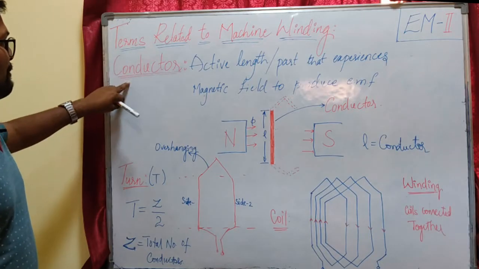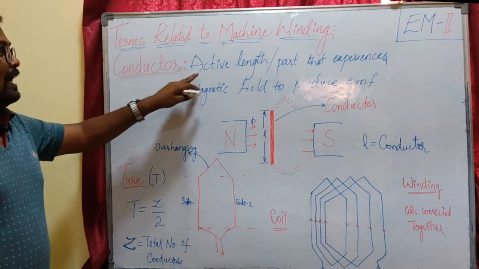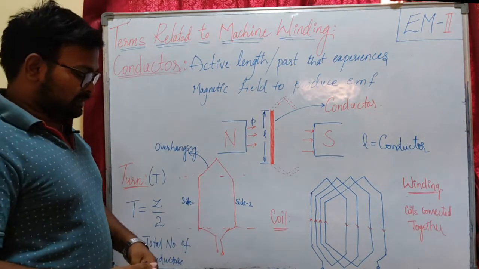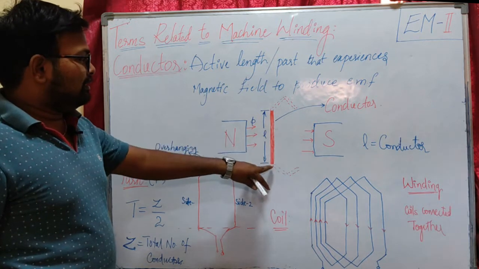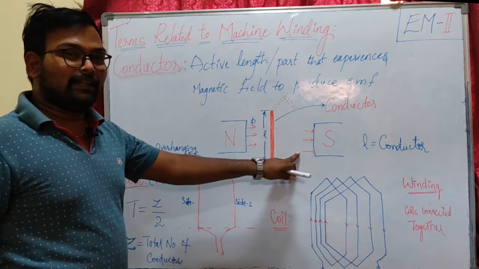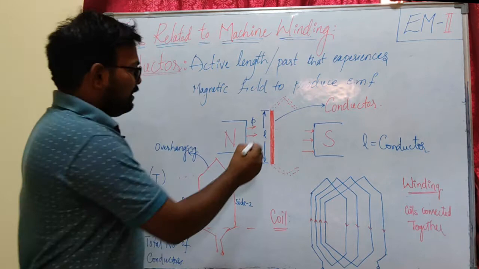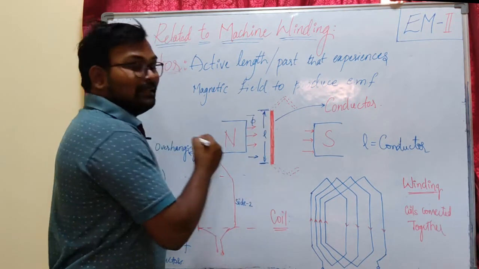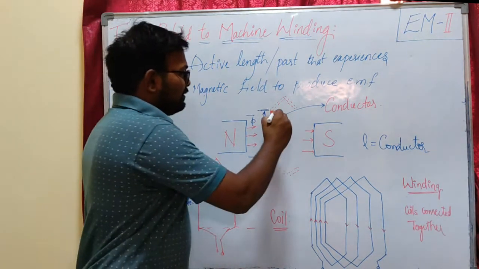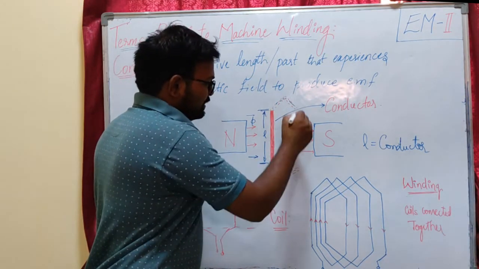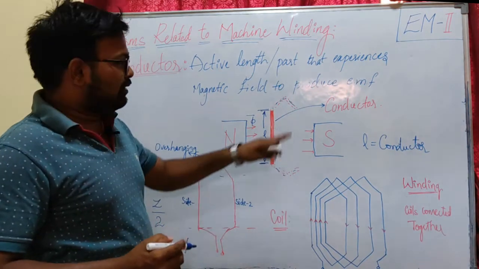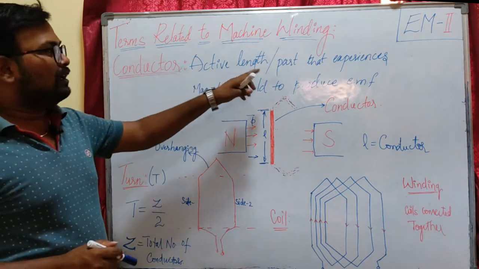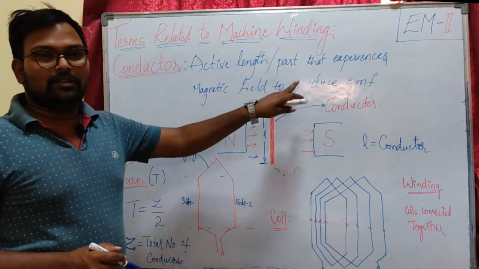So, the first one is a conductor. What is a conductor? The active length or part that experiences a magnetic field to produce EMF. In our electrical machines, a conductor is a length of material which experiences a magnetic field to produce EMF. So, this part, the part which is experiencing the magnetic field, is called the conductor. This extra portion which is connecting two conductor sides is called the overhang, that I have written here. And so, the conductor is the active length or part that experiences a magnetic field to produce EMF.